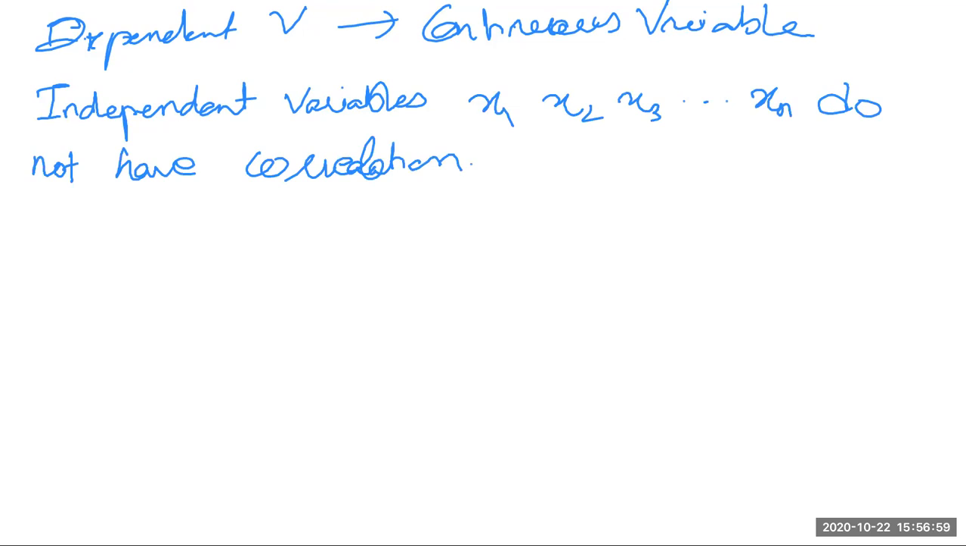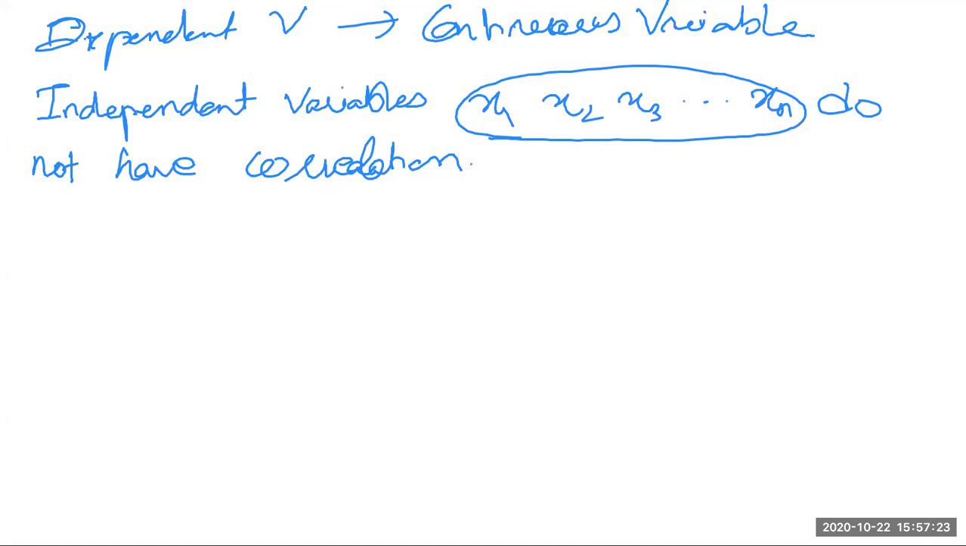Do not have correlation. Means what? X1, X2, X3, Xn do not depend on each other. But in a practical scenario, this is not possible. But all the linear models assume that the independent variables are independent of each other, and they only affect the dependent variable.